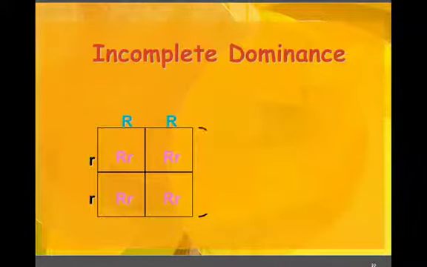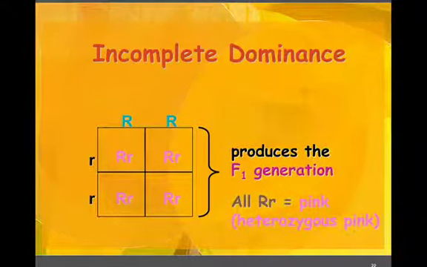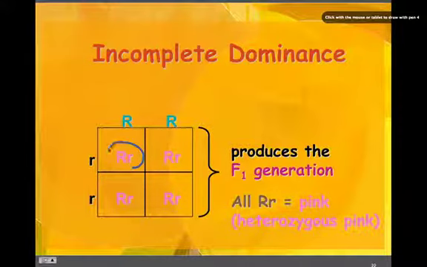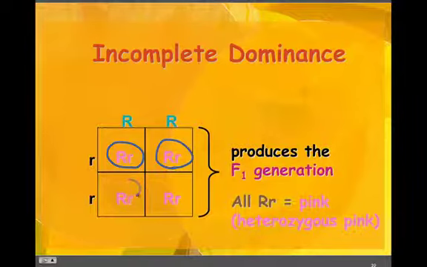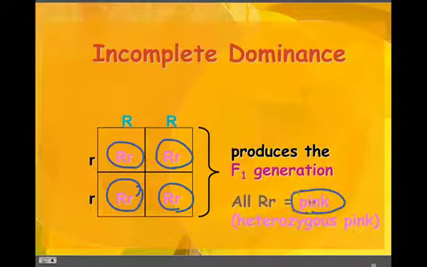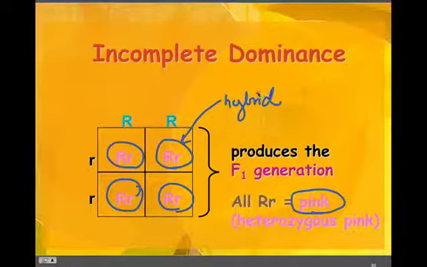So if we look at the Punnett square, you do the Punnett square just like you did the monohybrid dominant and recessive, except when you end up with the hybrids, it's a blended color. So you see pink. Even though the genotype is a hybrid, you see the mixed color.